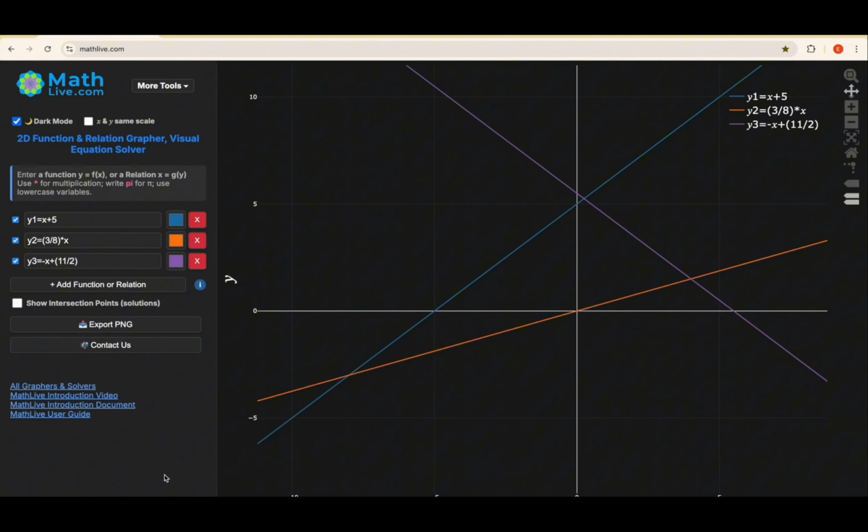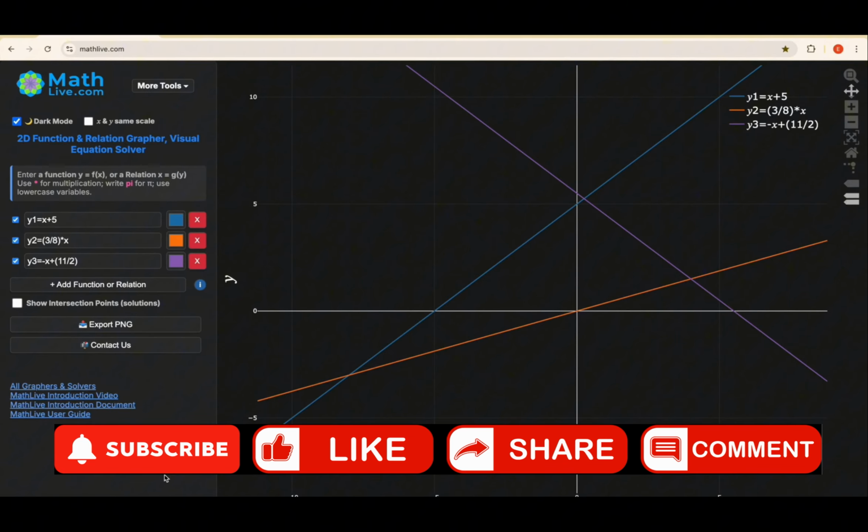We will now use MathLive.com to see a graphical representation of the three lines that formed the three intersection points that we calculated by hand.